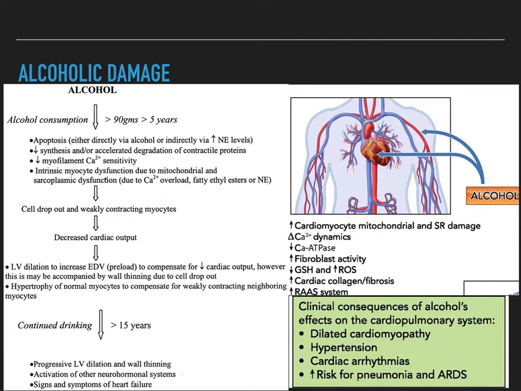Remember how I said it damages the mitochondria, so there's intrinsic myocyte dysfunction due to mitochondrial and sarcoplasmic dysfunction. So it's like a chain reaction, and once this occurs, you start to see the cell dropout, meaning the cells start to die out. So the amount of cells you have is now decreasing, and this leads to weak contractility of the heart because of the dying cells.